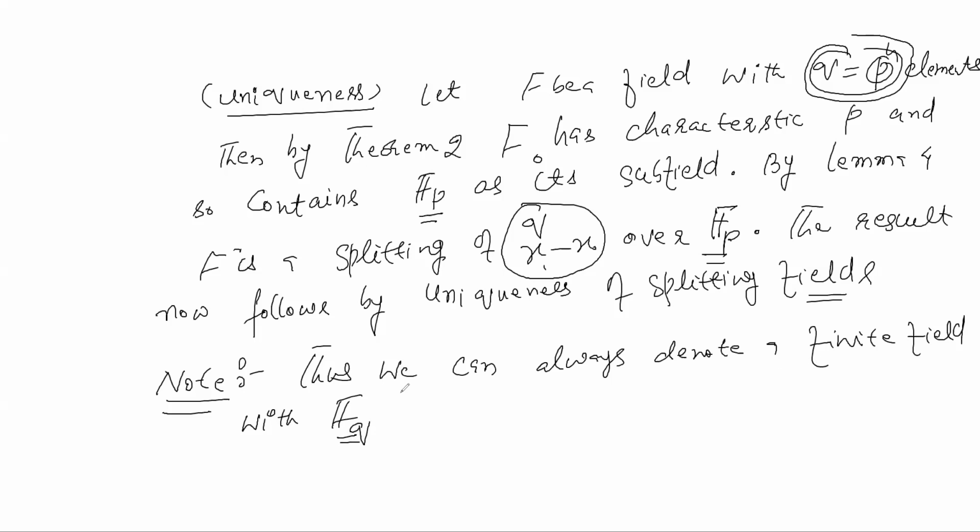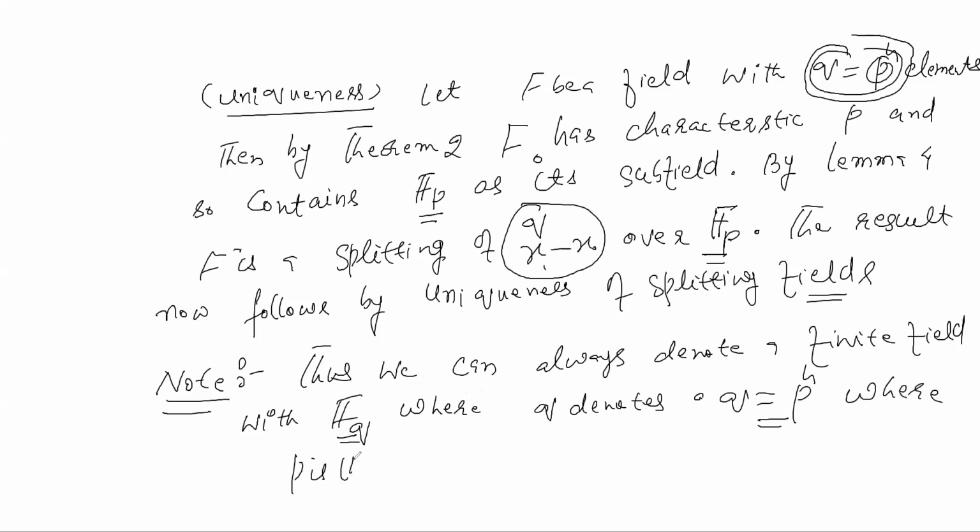So we can always denote a finite field with Fq, where q denotes a power of p, or you can say that q equals p raised to power n, where p is the characteristic of the field, where p is the characteristic of Fq. Okay, so this is the characterization of finite fields.